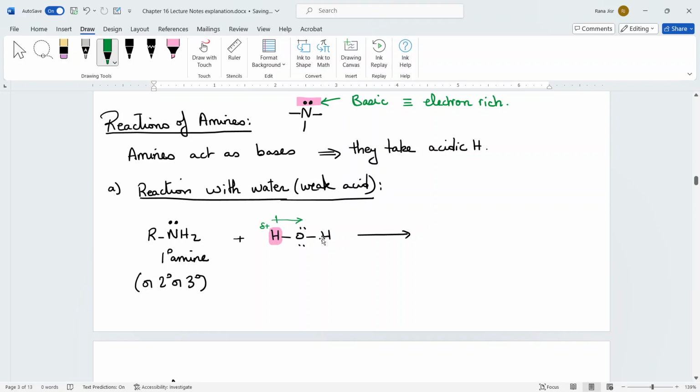And the more electrons the hydrogen needs, the more acidic it is. Now, water is a weak acid. We know that water is neutral. It's neither acidic nor basic, but in some reactions, it behaves either as an acid from its hydrogen or as a base from its oxygen.